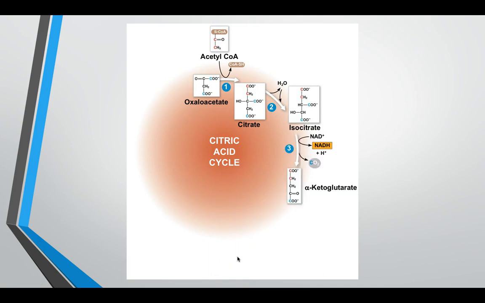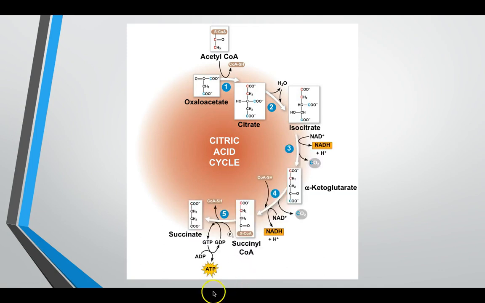Succinyl coenzyme A, going the wrong way, is going to be transformed to succinate. Now, with the use of GTP, guanosine triphosphate, and inorganic phosphate, the removal of coenzyme A, ATP is going to be created through substrate level phosphorylation. So this is where you get your one molecule of ATP.